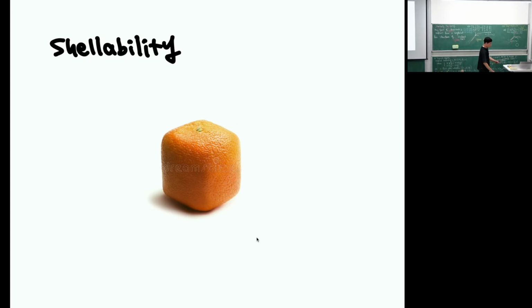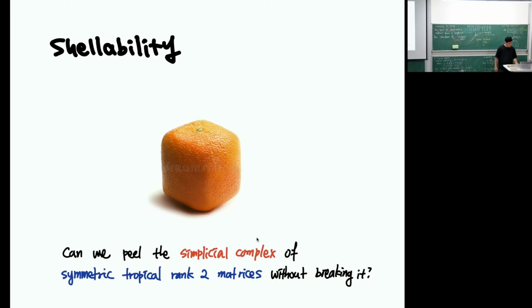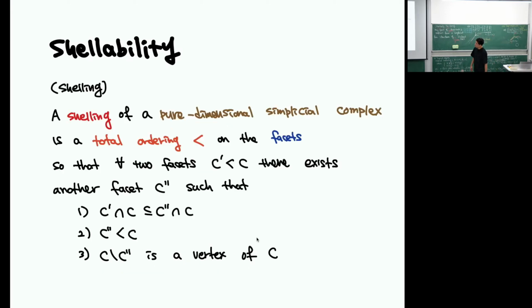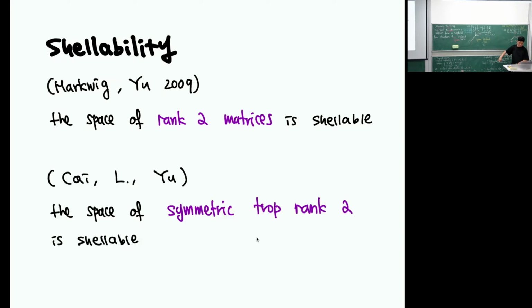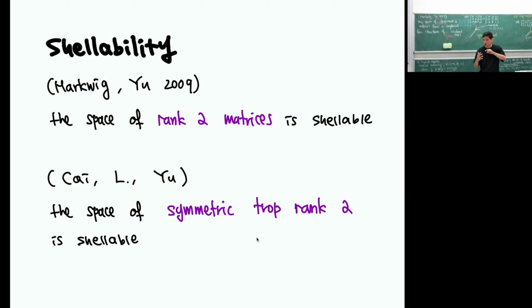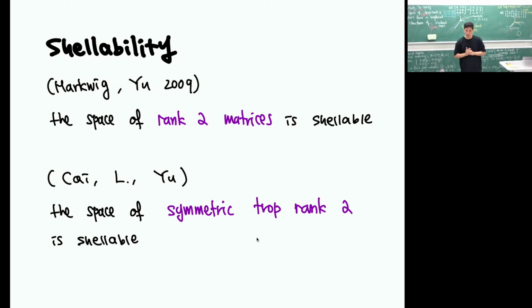And then, this result can be obtained if you define something called a shelling order. Let me not talk about this in detail, but if you find a combinatorial ordering, a shelling order, then your simplicial complex is shellable. And of course, this result is motivated by their result from 2009, and our result says that symmetric tropical rank 2 is also shellable. So after you got this simplicial fan structure, we want to think about some topological properties of this. This is one of them.